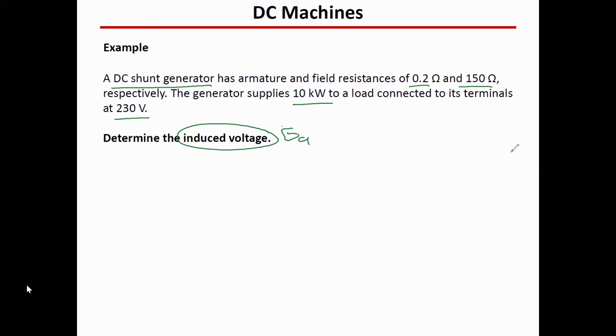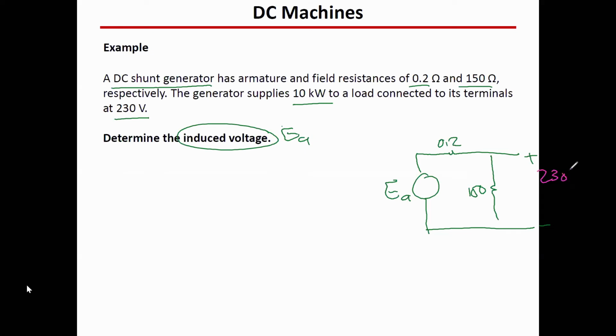So we know the connection, it's shunt. The resistance here is 0.2 and this is 150. We need to find EA, and the voltage here is 230 volt and the power supplied is 10 kilowatt. So the question here is find what is EA. So how do we find this? Find the field current first.